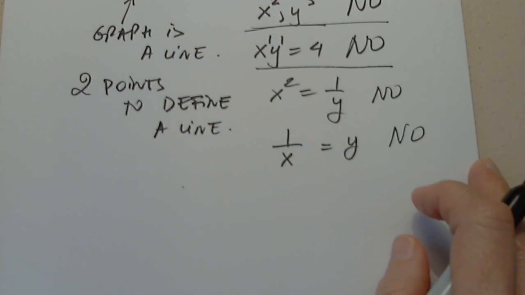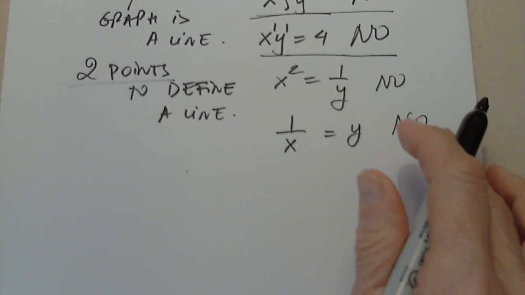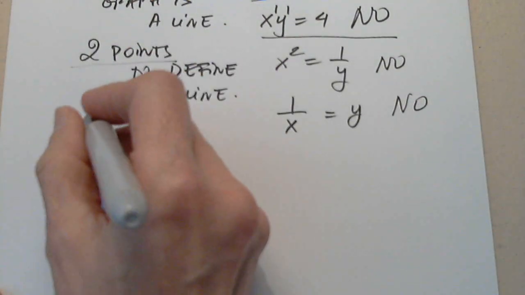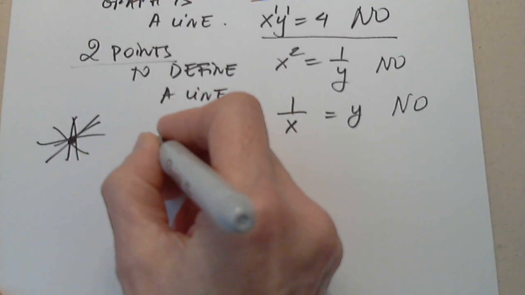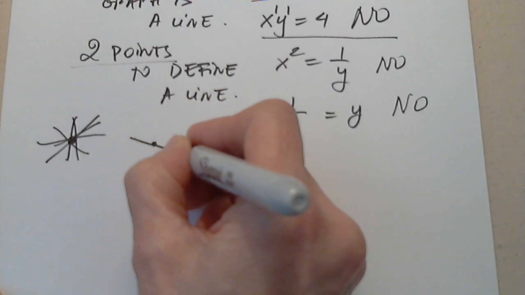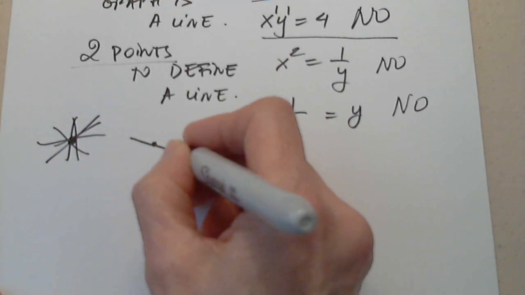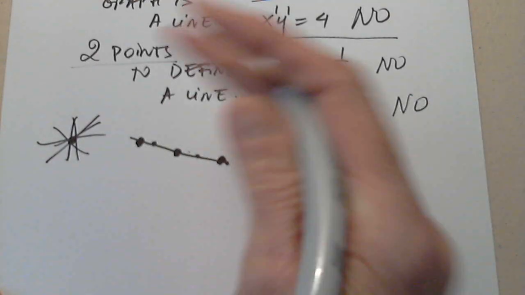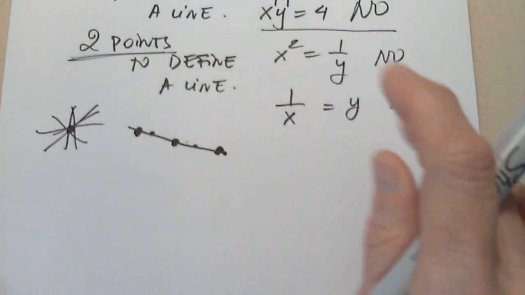Can I find 100? Yes, but you only need 2. Why? Through 1 point, I can draw infinitely many lines. But through 2 points, there is only 1 line that passes. The third one is redundant, the fourth one is redundant, the fifth one is redundant, it doesn't matter anymore. I only need 2 points to define a line.